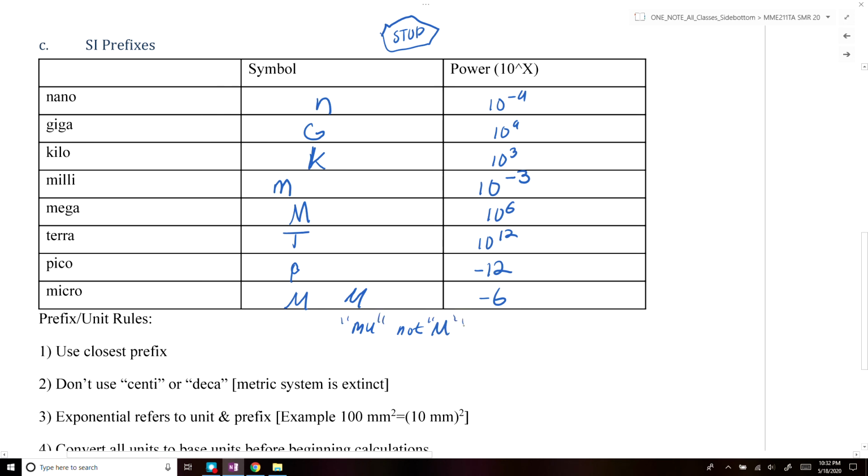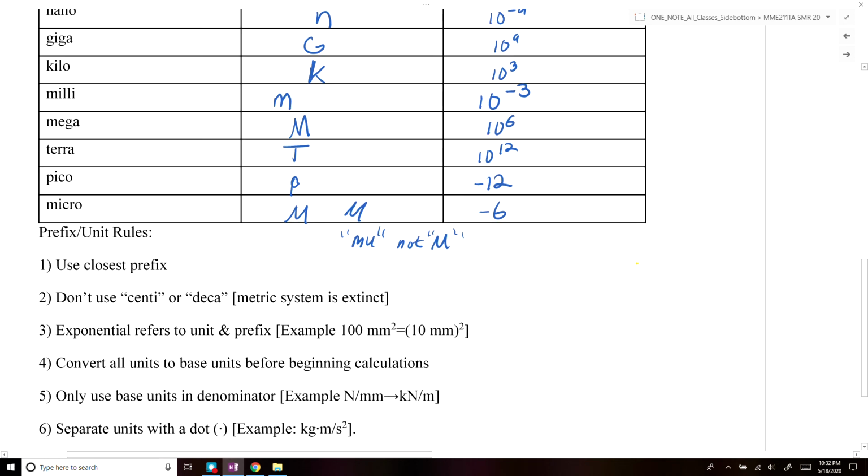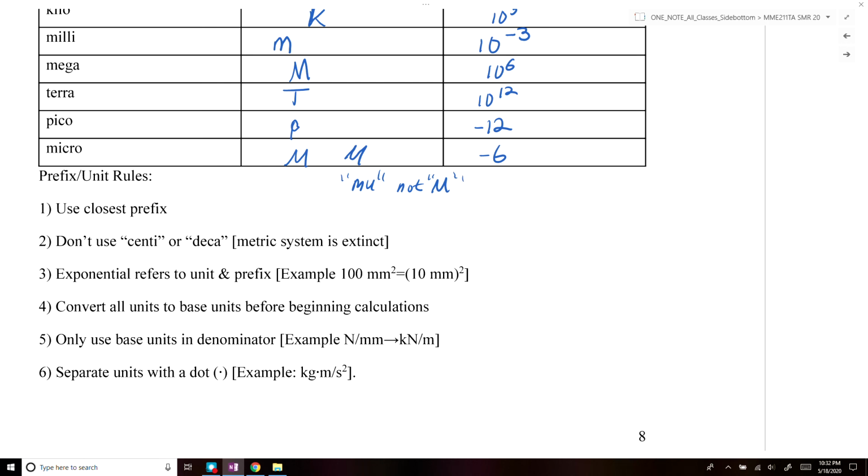Alright, so when you're using prefixes, you should try to use the closest prefix. We will not use any metric system prefixes, so don't use the prefixes centi or deca. If you see a unit with an exponent, that refers to both the unit and the prefix. So let's say you had an area of 100 millimeters squared. That's equivalent to 10 millimeters times 10 millimeters.